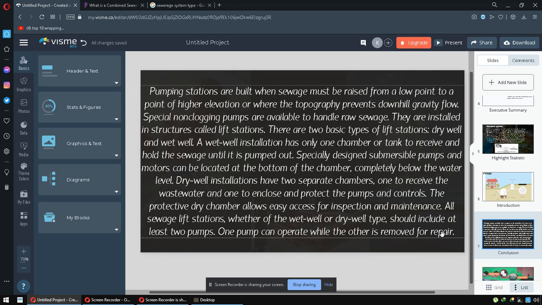The protected dry chamber allows easy access for inspection and maintenance. All sewage lift stations, whether of the wet well or dry well type, should include at least two pumps. One pump can operate while the other is removed for repair.